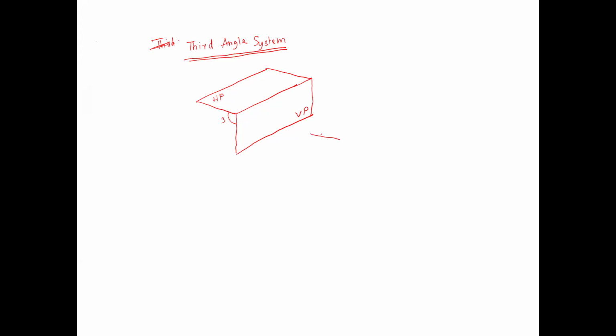Now when you are looking at the object from the front, the front view of the object will be projected on this plane. When you are looking at the object from the top, the top view of the object will be projected on this horizontal plane. Now for side views, you have to first construct the possible profile planes. Let me call this profile plane 1 and let me call this profile plane 2.